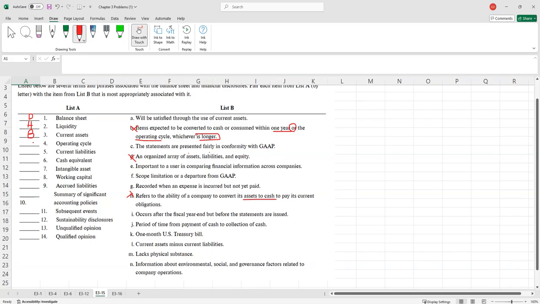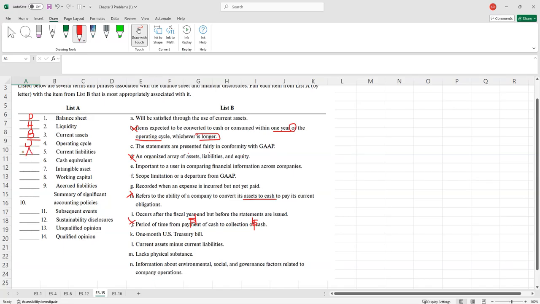Number 4, the operating cycle. This one is going to be J. This is that cash-to-cash period: how long does it take from when you spend your first dollar to when you get your first dollar back? Different companies have different operating cycles. It could be a day, a month, or a year. Every company is different.